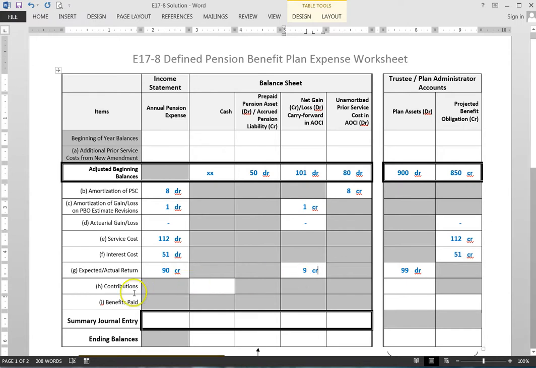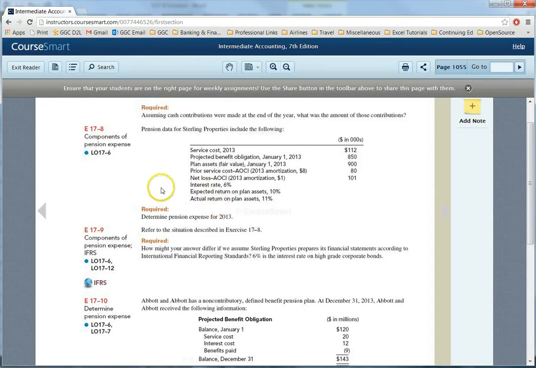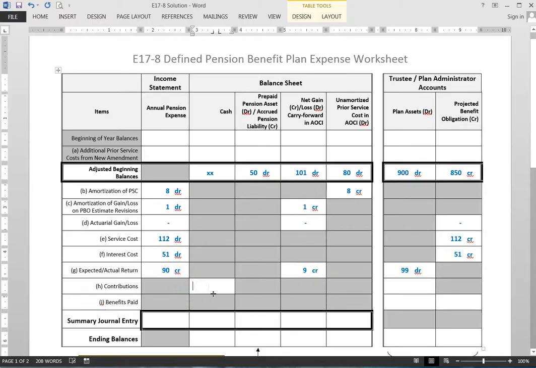Okay, the last two items are fairly straightforward. There are cash contributions. The employer and possibly the employee are making contributions to the plan. Remember that that information was not provided initially in the problem, and I added that, we have $50,000 of contributions that have been made. So we're just going to assume that that's taking place. So I've got a $50,000 credit entry here to cash, and that $50,000 is going into the plan assets.